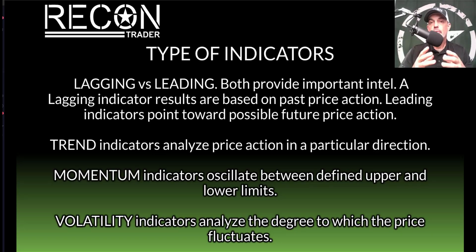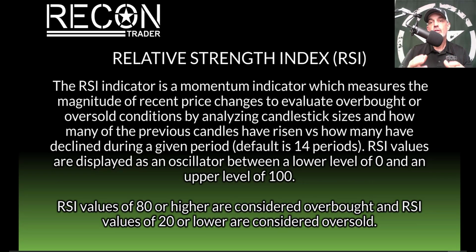Now, the next indicator we're going to take a look at falls under momentum indicators, and those oscillate between defined upper and lower levels. In this case, that will be the relative strength index, also known as RSI.